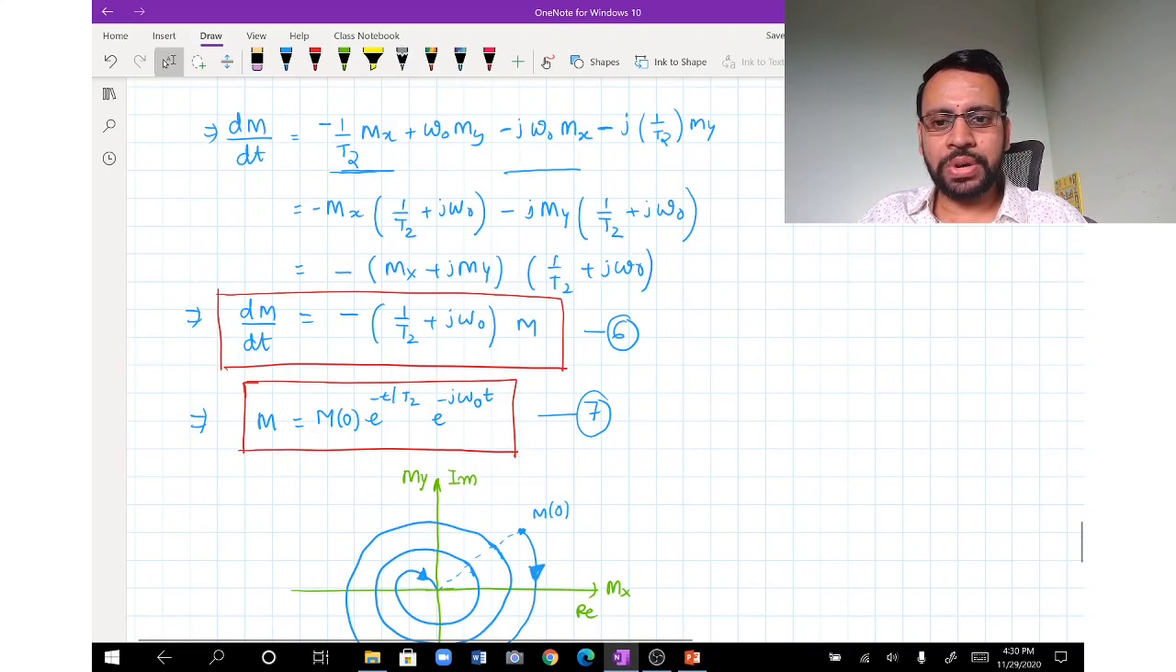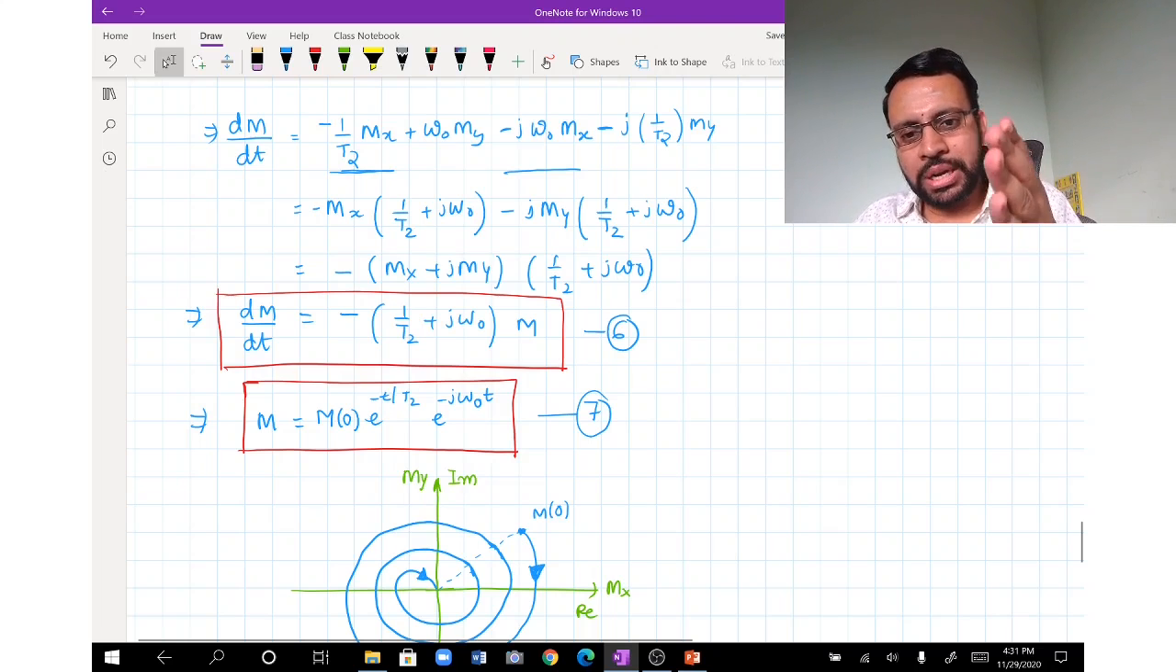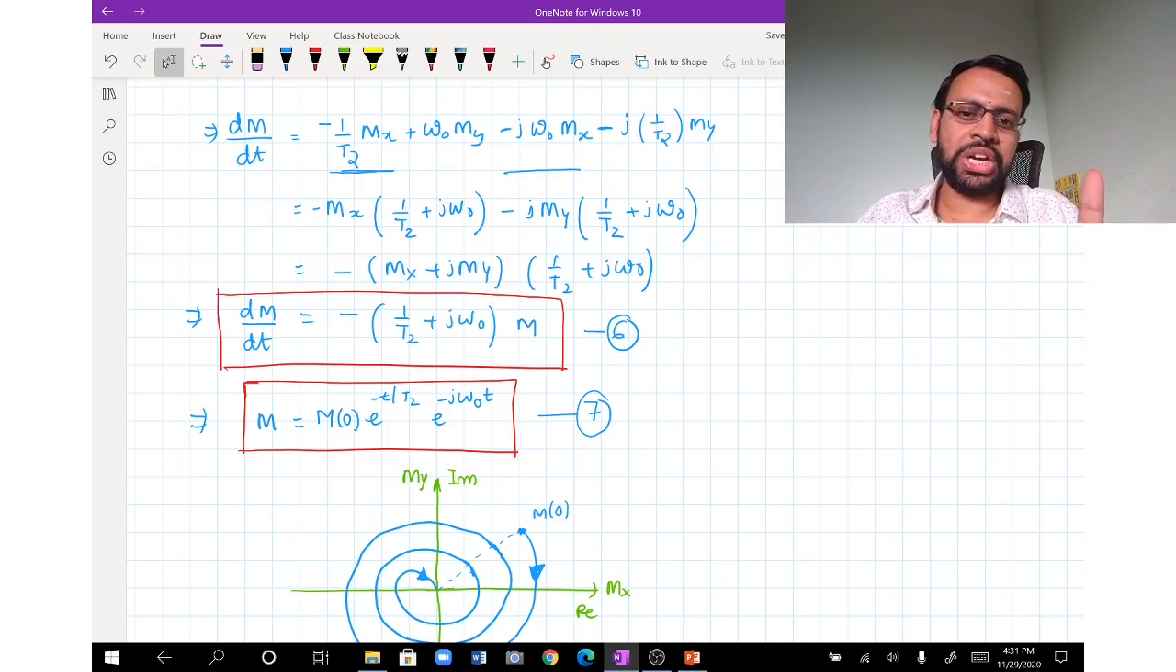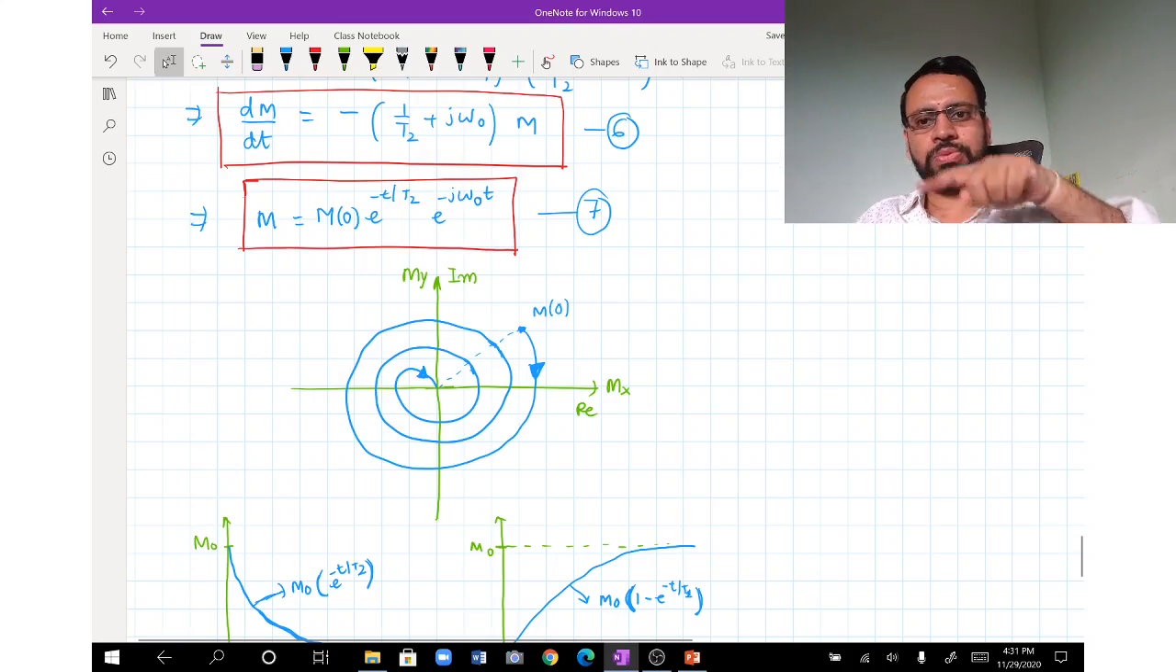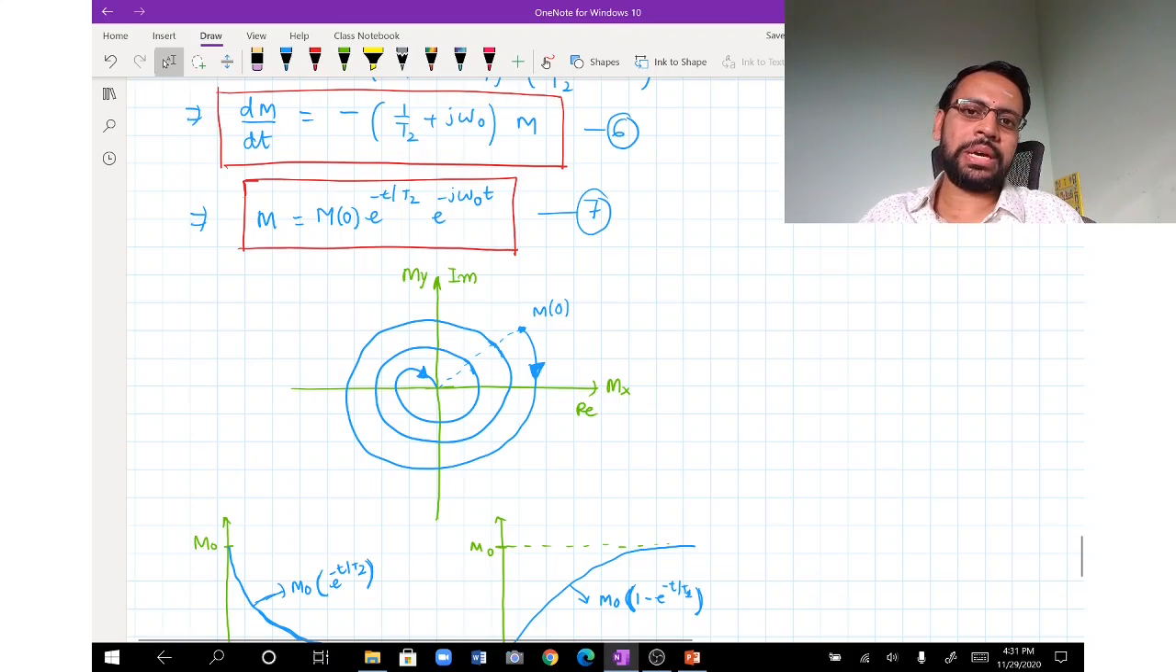What would be the solution for it? M of 0 into e power minus t times the whole stuff here, just written as two separate terms, that's equal to e power minus t by T2 into e power minus j times omega naught t. So you could see here, if you are somewhere here, this would be given by your M of 0. From there this would be rotating in the clockwise direction because of this negative sign here, with a frequency of omega naught.